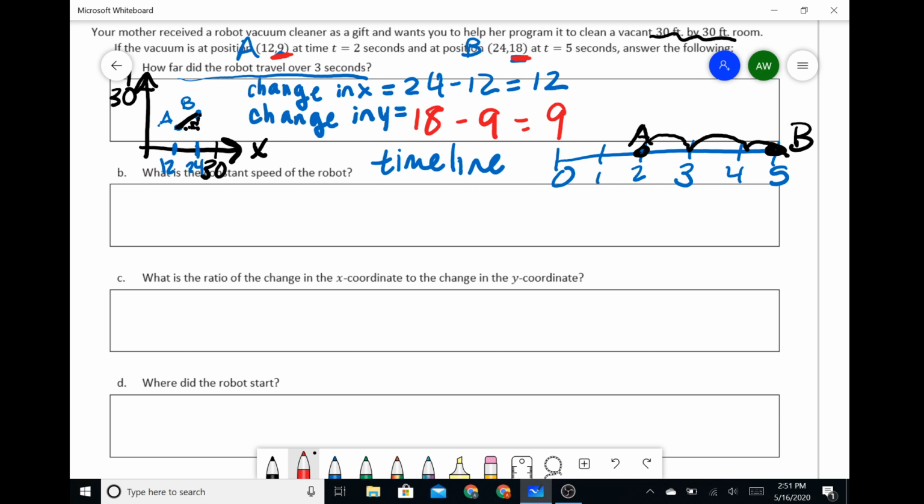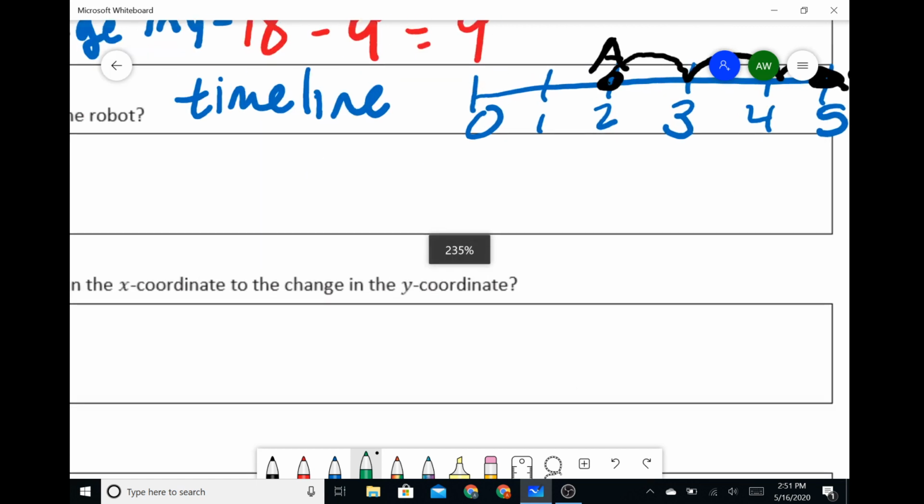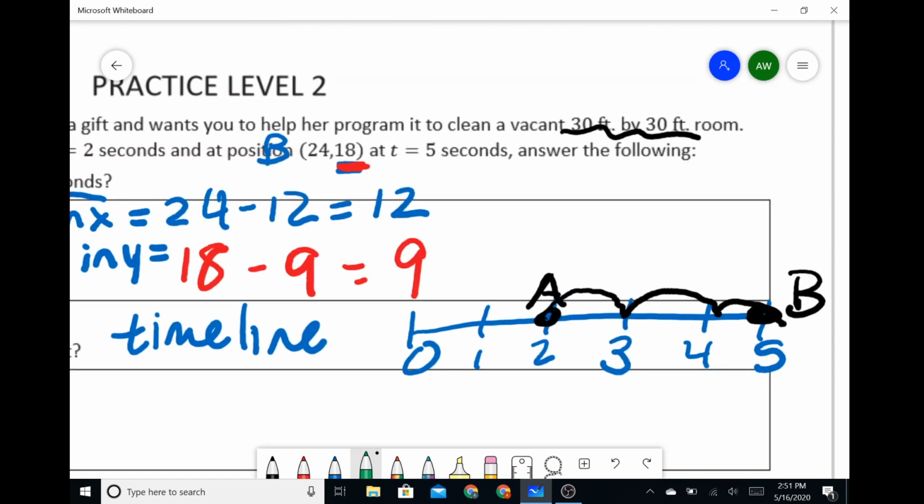And now that we know our change in x, which we know was 12, and our change in y, which was 9, now that we know those two distances, we can find c using the Pythagorean theorem, right? I'm going to do this part in green, and I'm going to zoom in a little bit over here and try to write a little bit smaller. a squared plus b squared is equal to c squared.